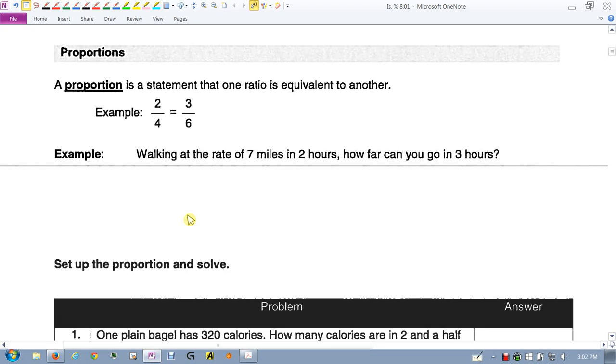Okay, so that will probably work. We're going to approach it a little bit different, though. What you did is you found out how many miles you go in 1 hour, and then you multiplied that times 3. I'm going to do the same thing, but a little more systematic. I'm going to actually set up a proportion.